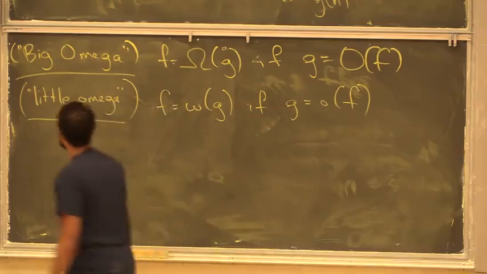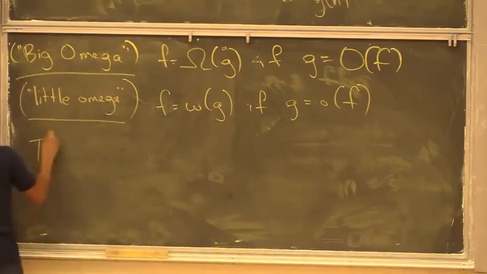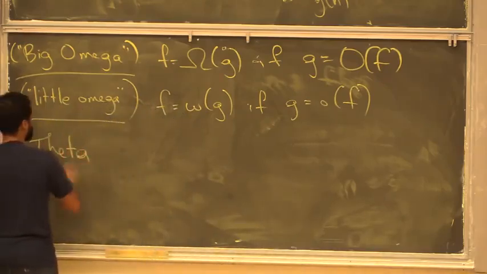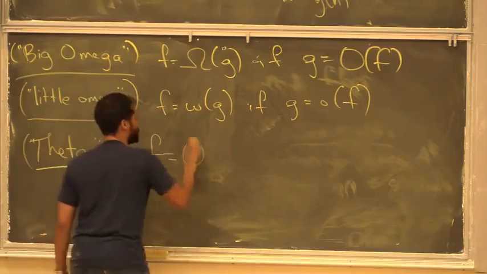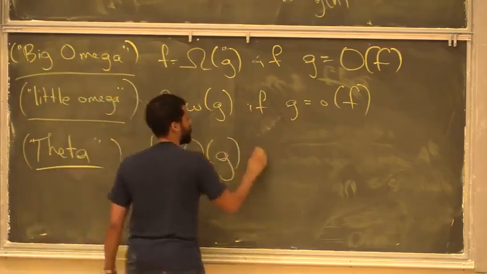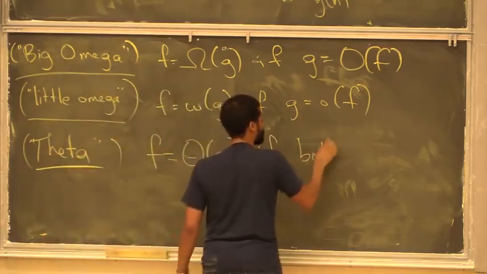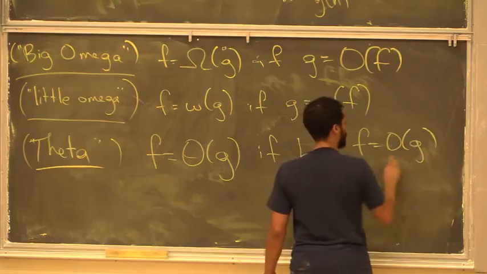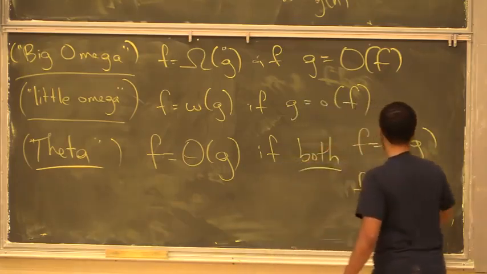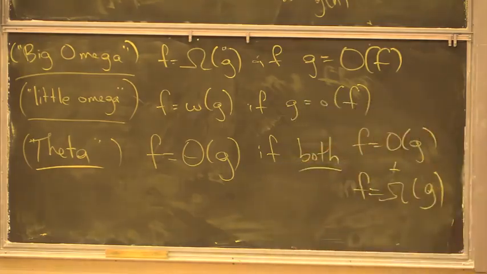Okay. And what's theta? f is theta of g if both f is O of g and f is omega of g. Okay?